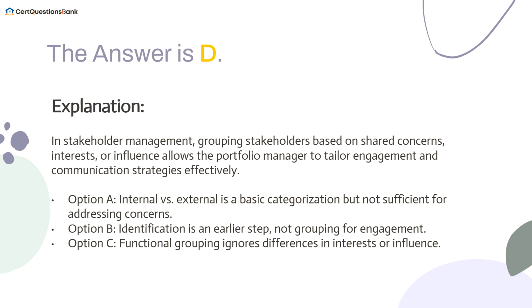Option A. Internal versus external is a basic categorization but not sufficient for addressing concerns. Option B. Identification is an earlier step, not grouping for engagement. Option C. Functional grouping ignores differences in interests or influence.